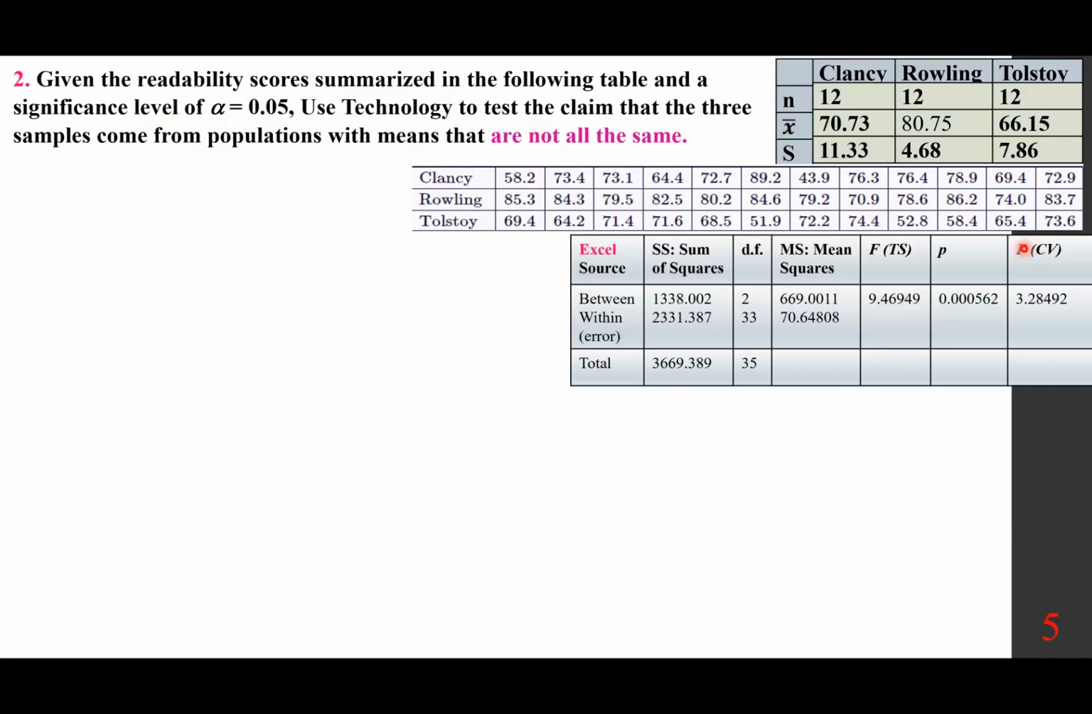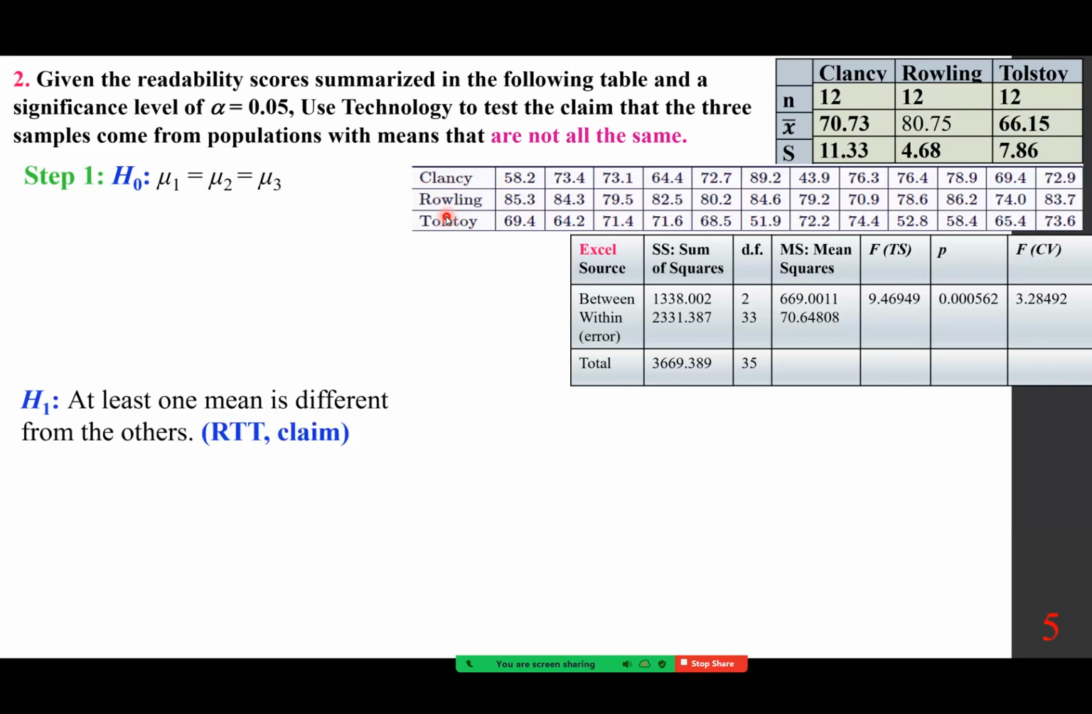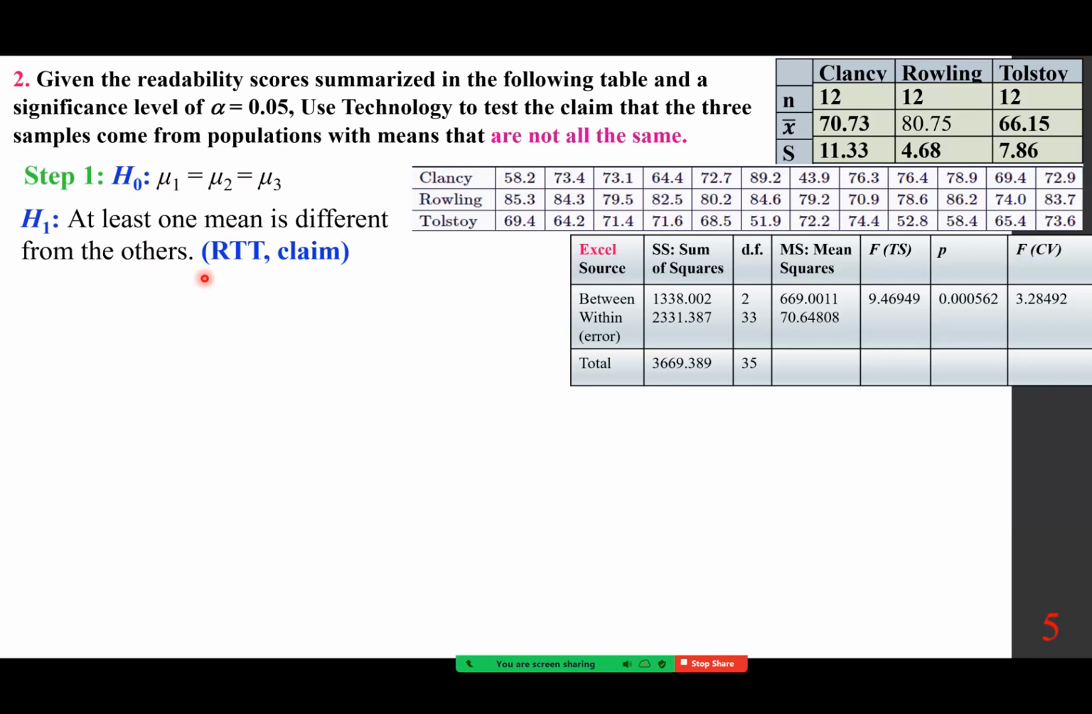I want to show you the Excel result, and then I'm going to discuss TI as well. So first and foremost, H0: mu1 equals mu2 equals mu3, because we have only three groups. H1: at least one mean is different. That makes it a right tail test. And we are testing the claim, so that becomes the claim.